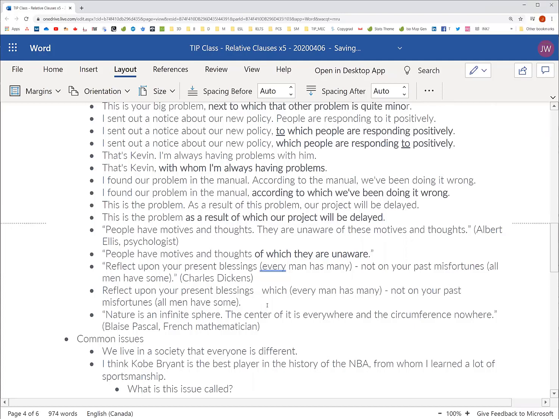Every man has many. To which? To which every man has many? Well, nope, different preposition. Of which every man has many. Okay.